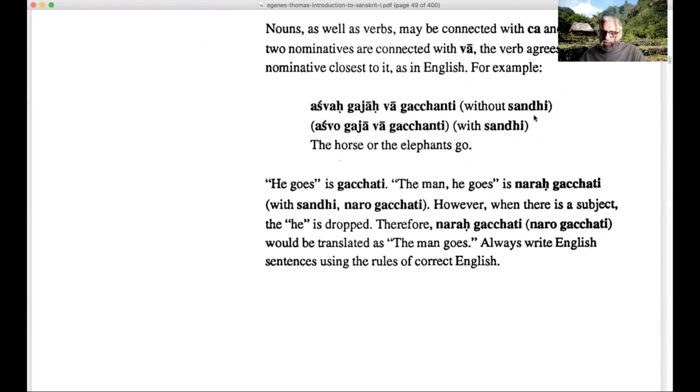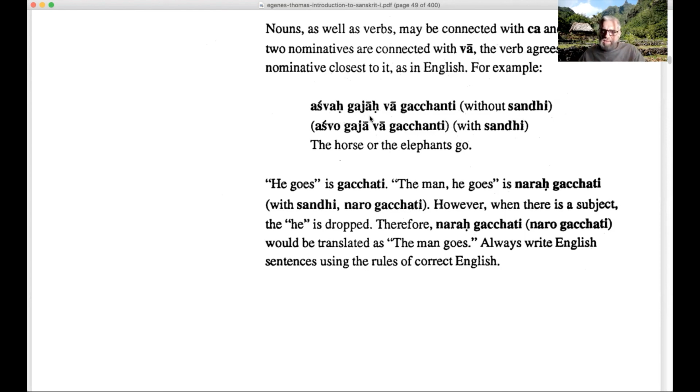That is without the sandhi. With the sandhi, again, ashvaha becomes ashvo, because this is a voiced letter or a soft letter, right? So gajaha drops the visarga because it is in front of va, right? So these are all rules we haven't learned yet. These are sandhi rules. Don't get confused too much about it. So ashvo gaja va gachanti. In actual Sanskrit text, we will see ashvo gaja va gachanti. But for now, we're understanding it without sandhi, without the connection rules, right?